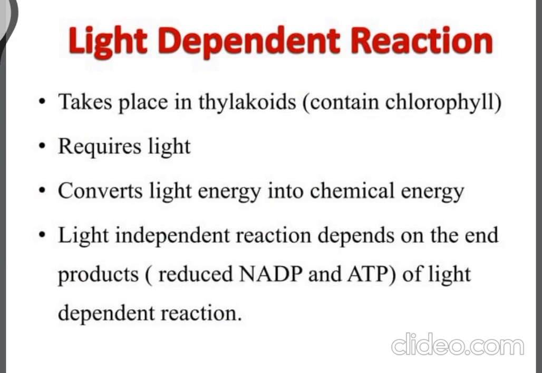Next, light dependent reaction. First, the light dependent reaction takes place in the thylakoids, which contain chlorophyll. Second, it requires light. Third, it converts light energy into chemical energy. The end products of the light dependent reaction are reduced NADP and ATP.